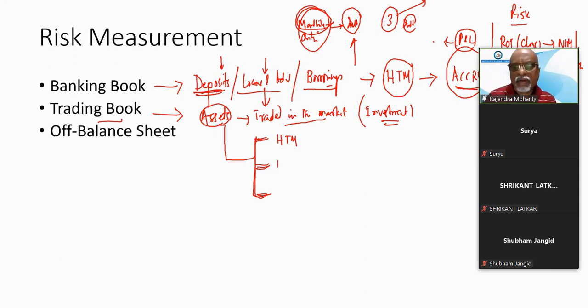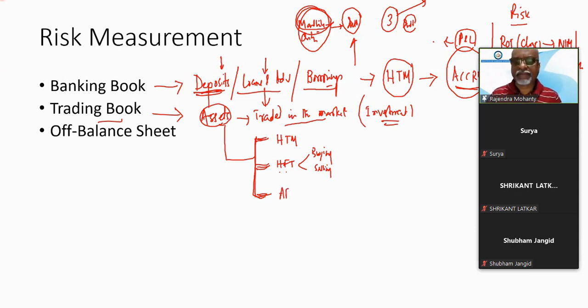The next category is called HFT. HFT is held for trading. Trading means both buying and selling. So those securities which are kept in this basket, the bank either intends to buy or can sell them. Both buying and selling will happen for this type of security held in the HFT basket.